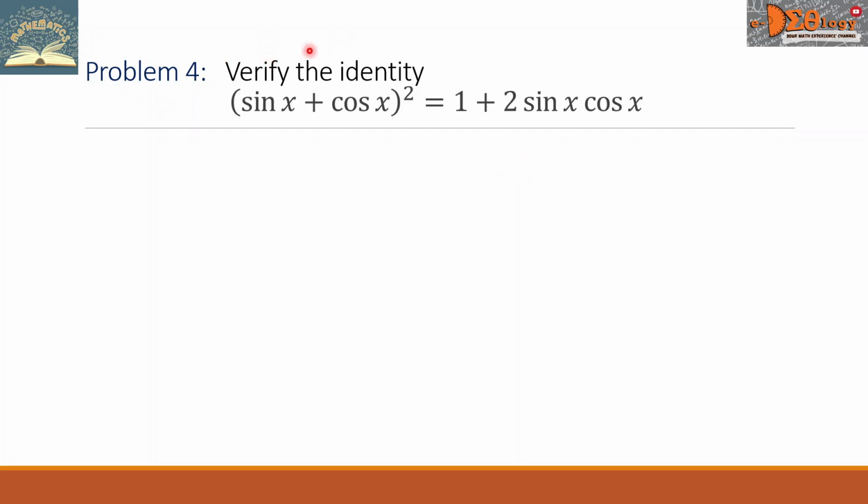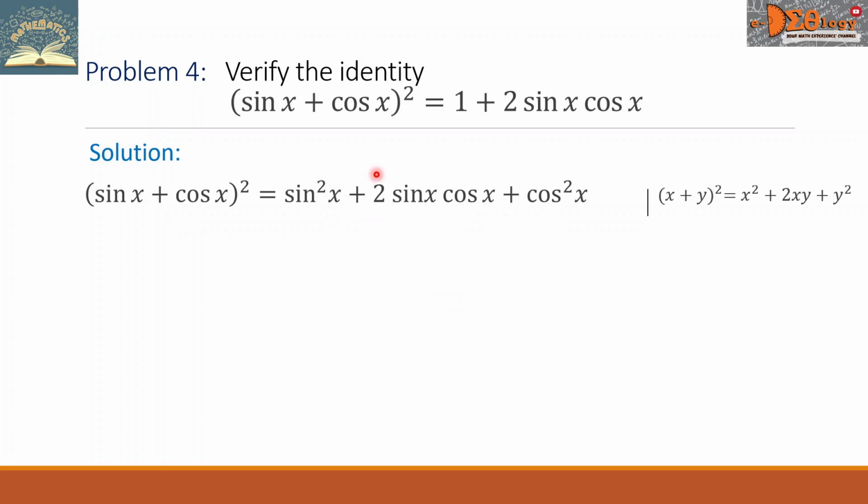Problem 4. Verify the identity. Sine x plus cosine x, this expression is raised to power 2, equals 1 plus 2 sine x cosine x. We copy the left hand side. We simplify this to equal the right hand side. Note that there is a power 2 and there are two terms inside the group. Remember that we have this special product, the square of x plus y. And this is equal to x squared plus 2xy plus y squared. When we apply this special product here, it becomes sine square x plus 2 sine x times cosine x plus cosine square x. We have here three terms.